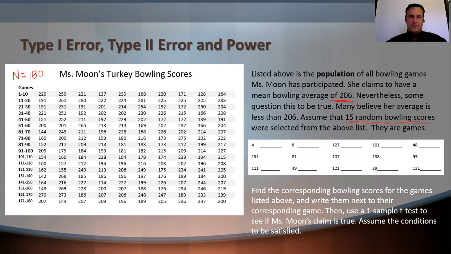So again, we have 180 games. We randomly selected 15 games that we need scores for. If I look at this 4 here, what that means is I'm going to go over to games 1 through 10 and count over 4. 1, 2, 3, 4. And I've got 137. I'm going to put that score right here. Then I'm going to go to game 8. That's still under the row 1 through 10. That's 171. Then 127. That's in the 120s, in this row. 1, 2, 3, 4, 5, 6, 7. That's 175.